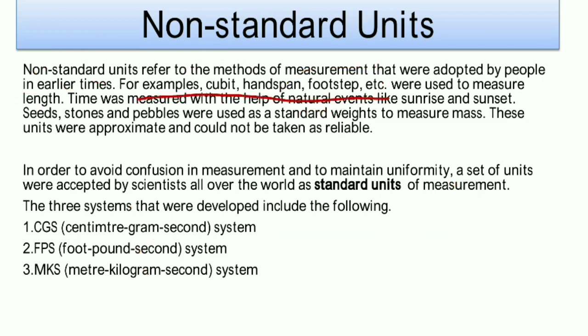These were adopted by people in earlier times. They are known as non-standard because they differ from person to person, and these were used to measure length. Time was also measured with the help of natural events like sunrise, sunset, etc. But it was not fixed, as it varies from weather to weather. We can observe that in the cloudy season, the winter season, the summer season, it creates difficulty. Seeds, stones, and pebbles were used as weights to measure mass.